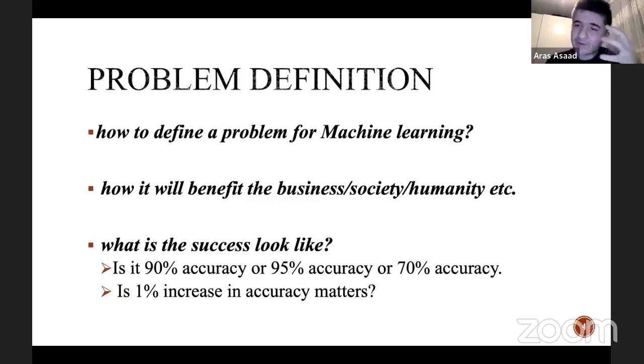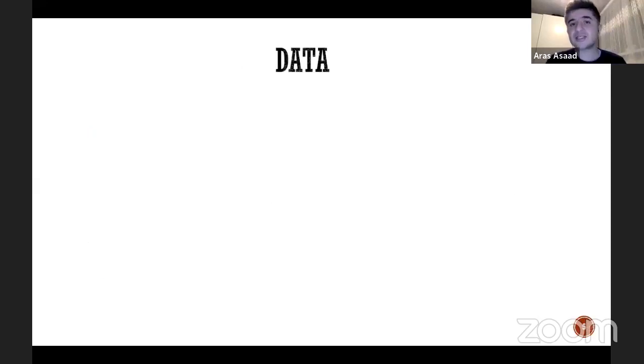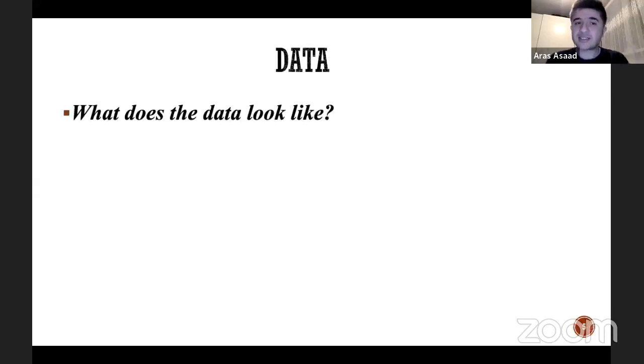So you need to have a clear view before you go away and design your system. What does the problem look like? Is it going to benefit anyone? And what does success look like? Then the next thing you need to think about is the data. What does the data look like?